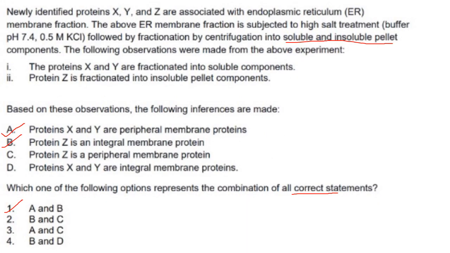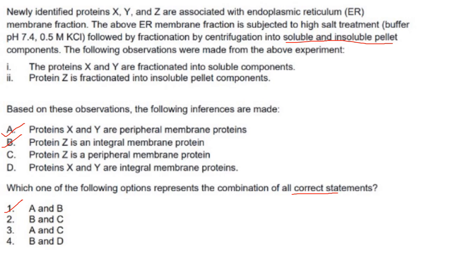Then next one. Newly identified proteins X, Y and Z are associated with the endoplasmic reticulum membrane fraction. The endoplasmic reticulum membrane fraction is subjected to high salt treatment, buffer pH 7.4 and salt is 0.5 molar KCl, followed by fractionation by centrifugation into soluble and insoluble pellet components. The following observations were made from the experiment. Proteins X and Y are fractionated into soluble components. Protein Z fractionated into the insoluble pellet component.